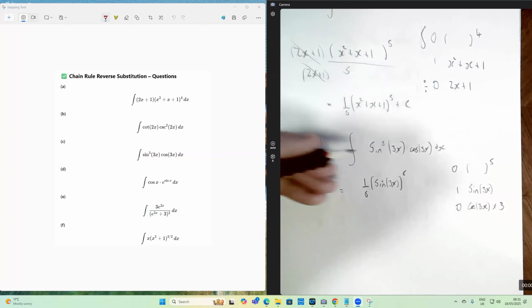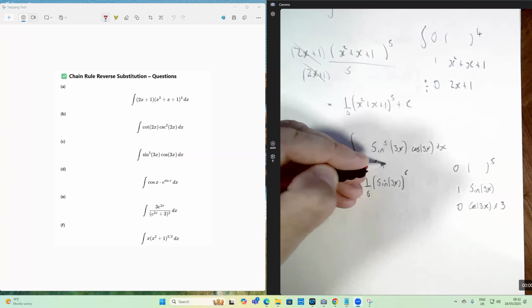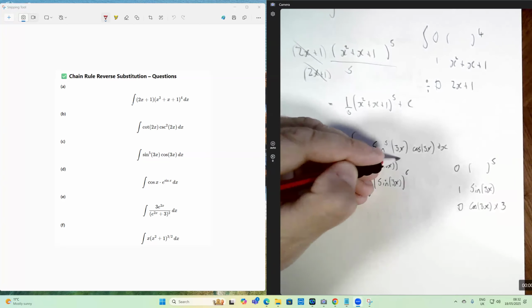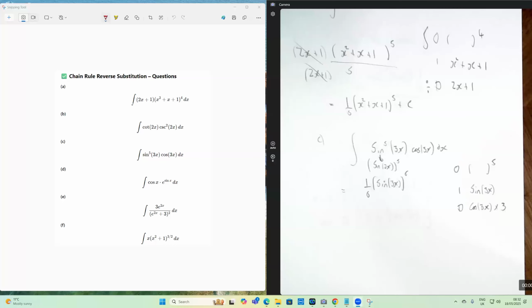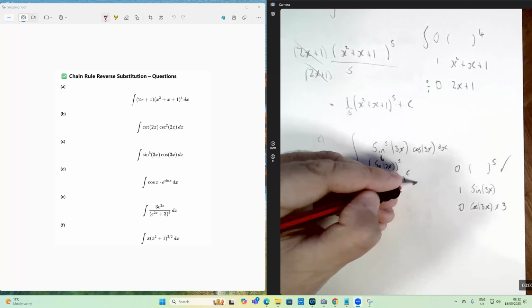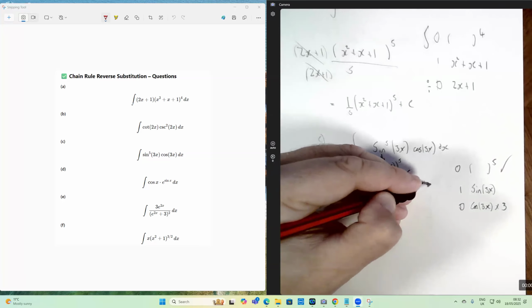Because the power, this could be rewritten, by the way, as sine 3x to the power 5, like that. Okay, so that's another way of writing that. So I've raised the power by 1 divided by the new power. So I've integrated the outer function. I've got here my cos 3x.